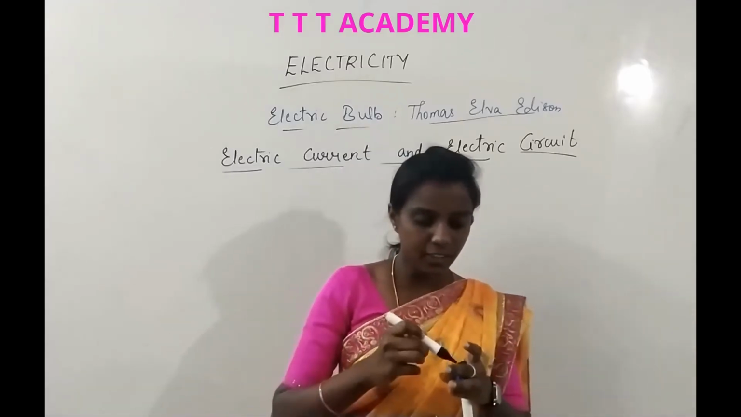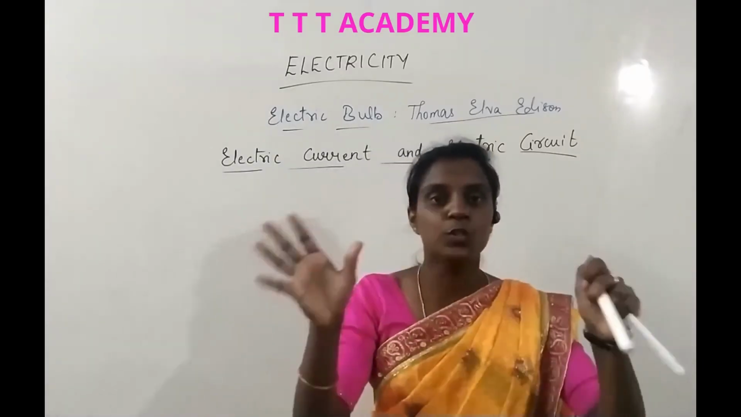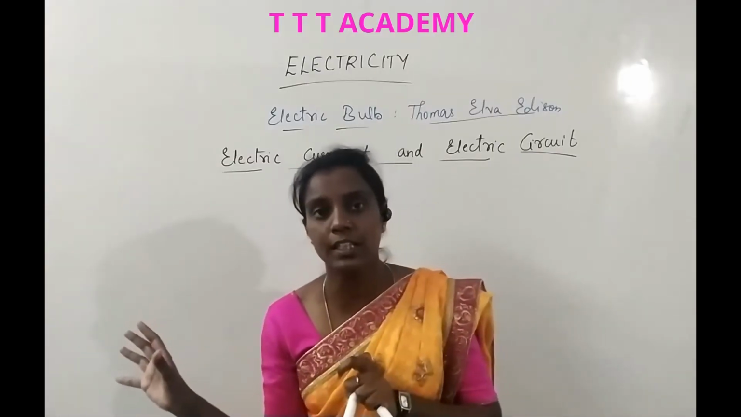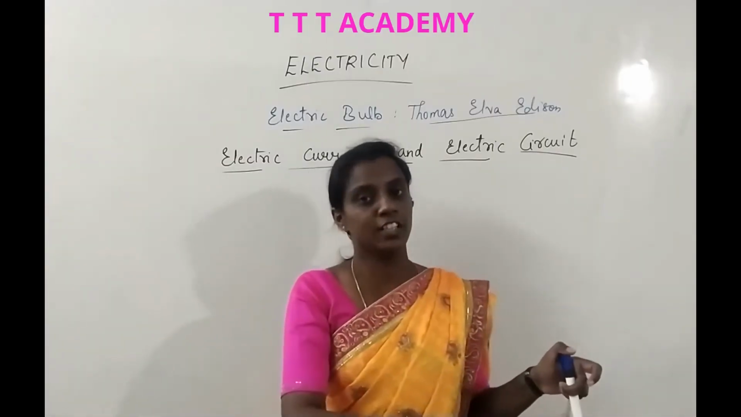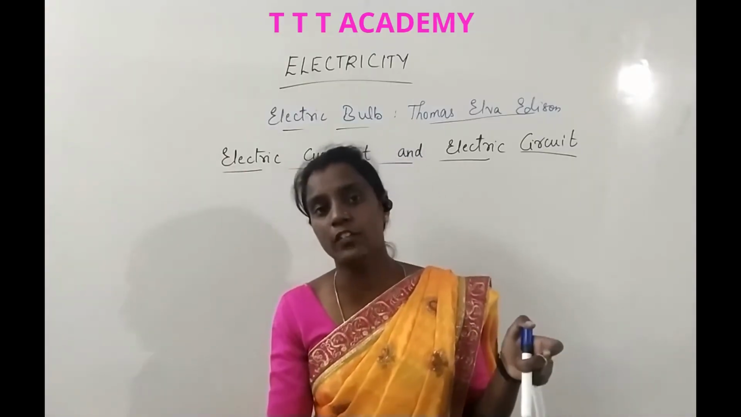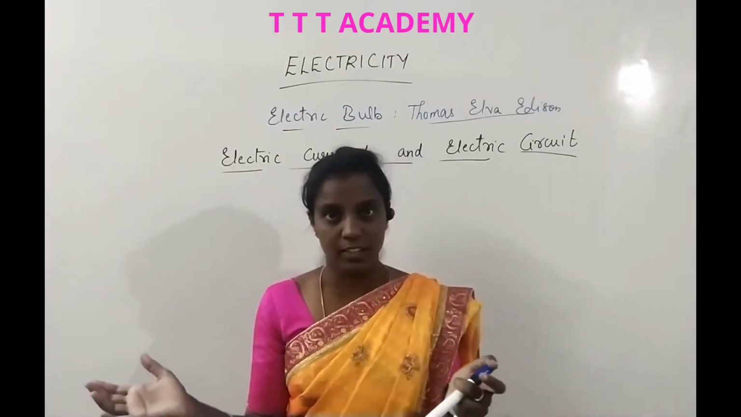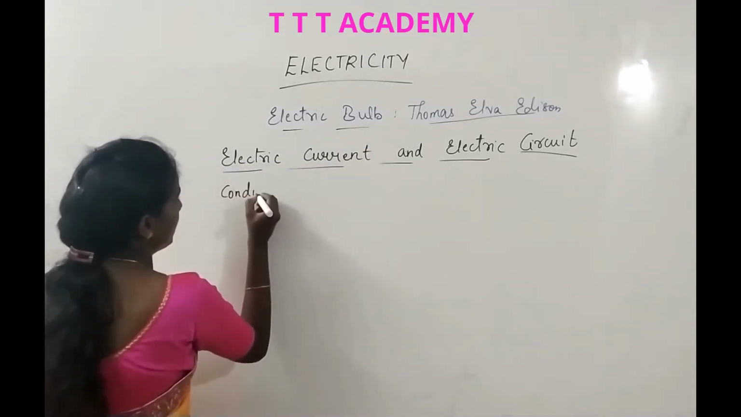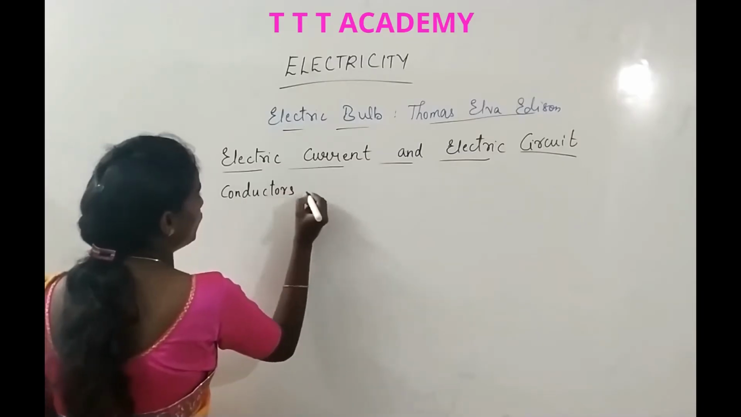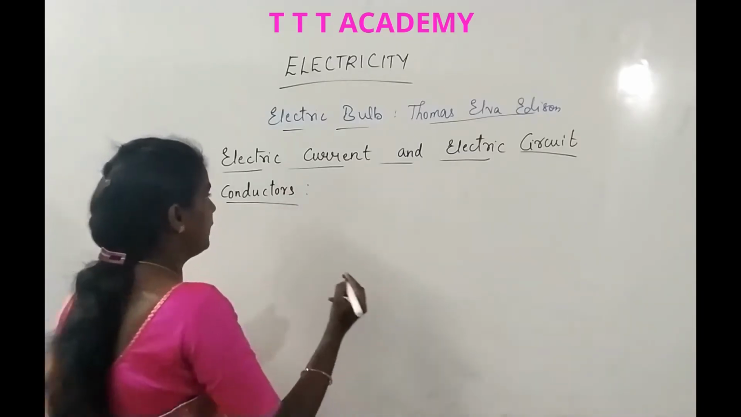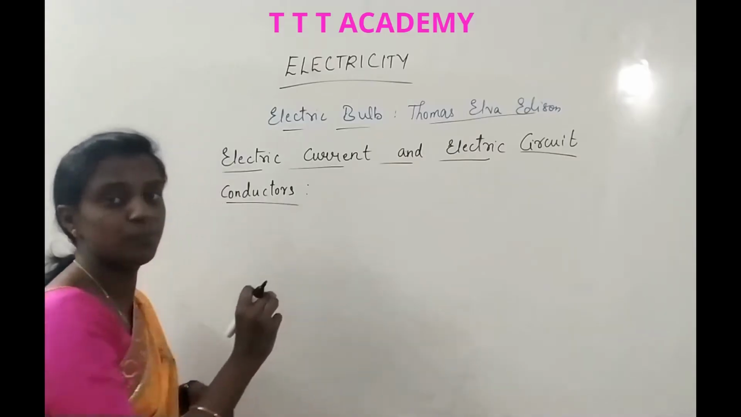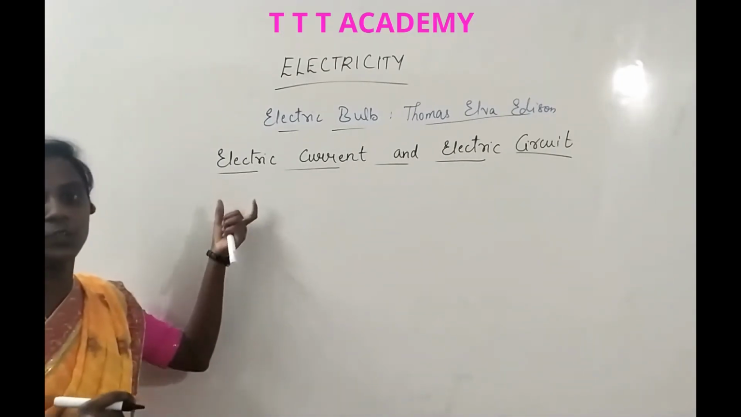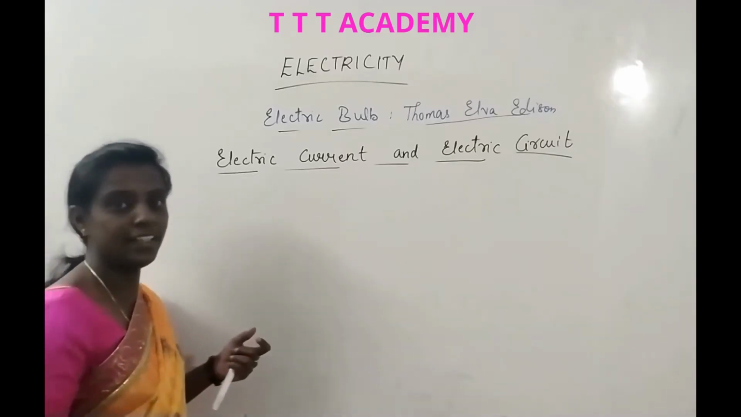Right. See, how does the electricity come to your house or to our house? They transfer the electricity from the location where they are generating it, and it is transferred to our house through conducting wires. Right. So first you have to learn a few meanings, that is conductors. What do you mean by conductors? Conductors are the... So first we are going to study what is electric current.